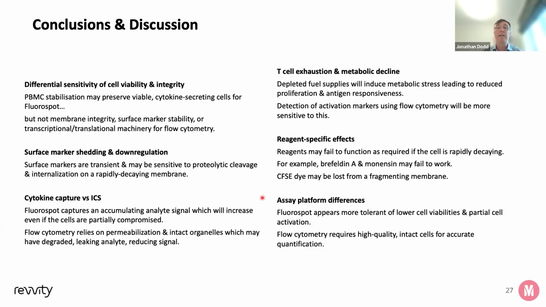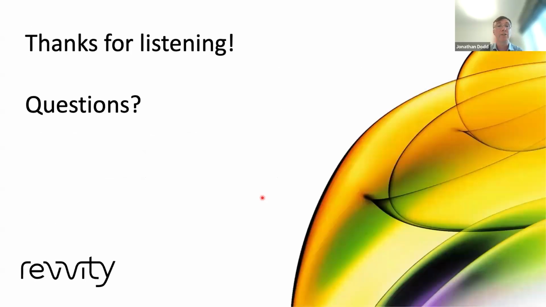So we believe that the differential sensitivity that we've observed here results in the FluoroSpot platform being more tolerant to lower cell viabilities and only partial cell activation and cell integrity, whereas flow cytometry, which requires a higher quality, more intact cell for accurate quantification, is much more susceptible to delays in blood processing. And I'd like to stop there and address any questions that you may have.